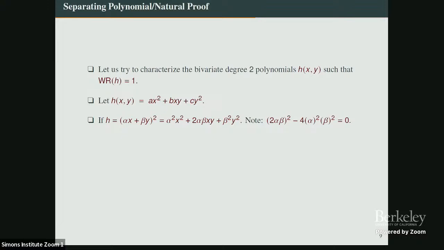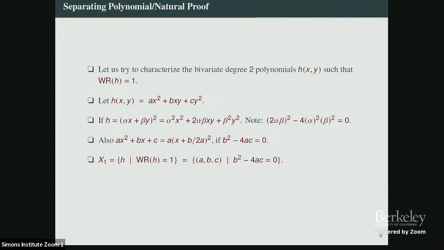So this means it is of the form (alpha x plus beta y) square. If you expand this, you'll note that the middle term square minus 4 times the product of the outer terms is 0. You observe that. Moreover, x square plus bx plus c is a perfect square if b square minus 4ac is 0, and you can also do this with y and y square, it does not matter. So Waring rank equal to 1 is explicitly the set defined by the equation b square minus 4ac is 0. That Anamai also talked about.